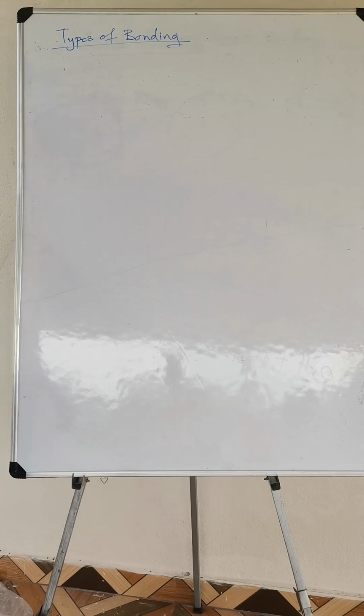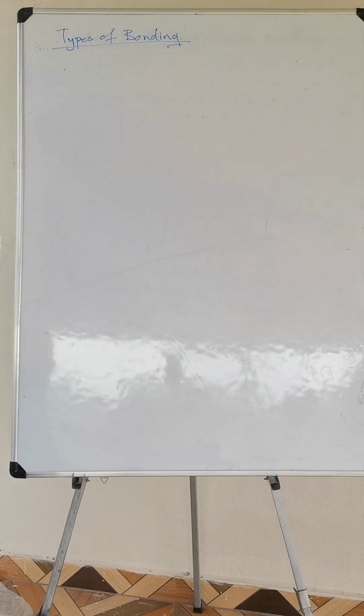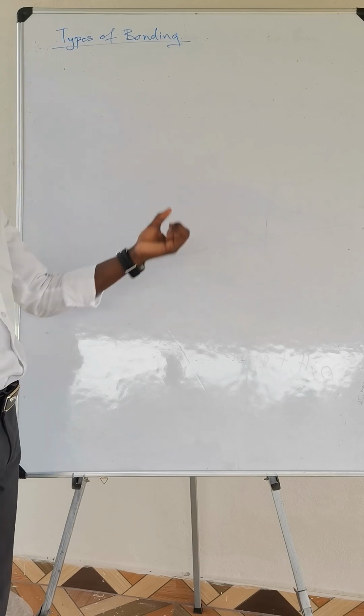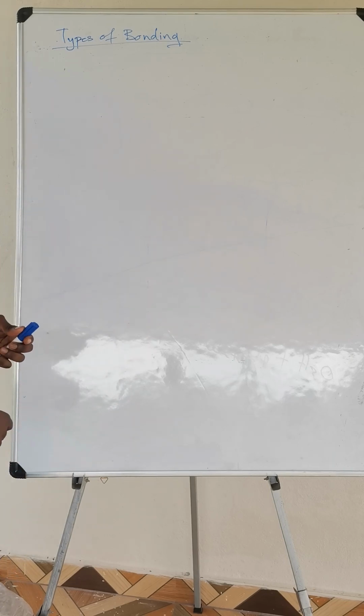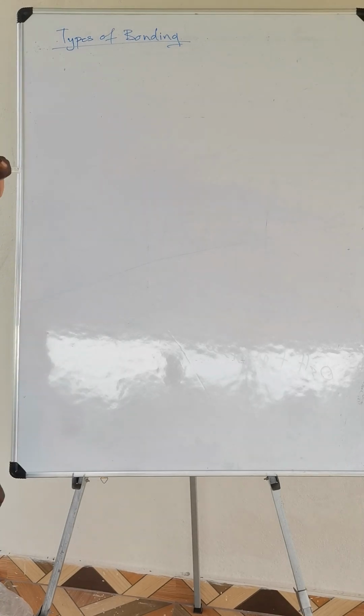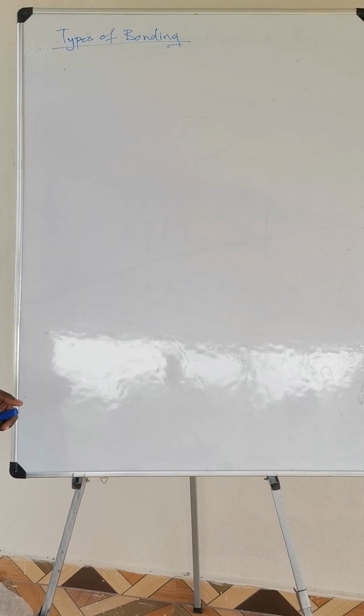So today we want to talk about types of bonding. Bonding is the combination of two atoms to form a stable compound. The reason why we do chemical bonding is to form stable compounds. Because the elements in the periodic table are not stable, to make them stable we have to do chemical bonding. We have a number of types of chemical bonding, and today we want to discuss ionic bonding.